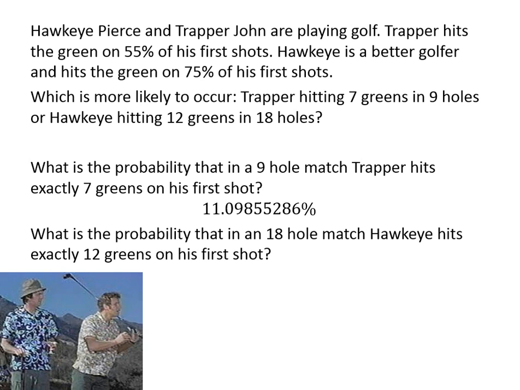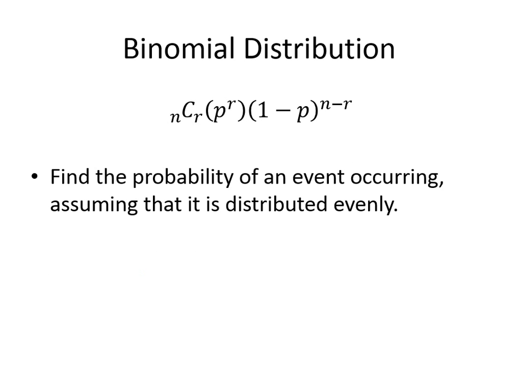So we talked about this back in a previous video, and so it's kind of a reinforcement of this because the next section connects to this a little bit. So the binomial distribution is nCr, so the combination with n and r, times the probability to the r power, times 1 minus the probability to the n minus r power.